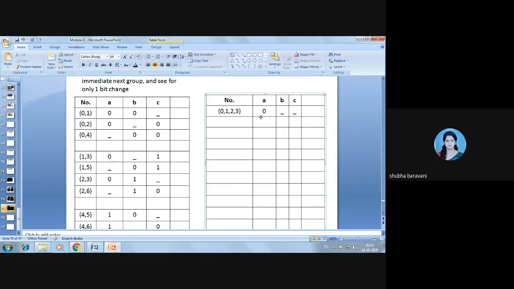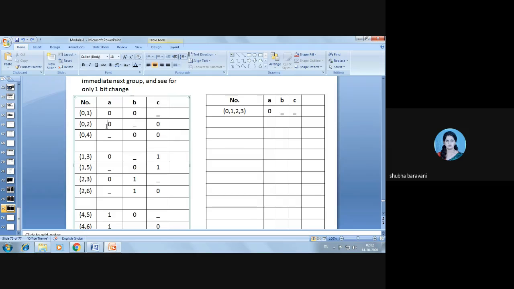Okay, now 0 1 2 3 is done. Next I'll see 0 1 2 6. 0 is don't care, 0 to 1. So 0 1 2 6 I cannot compare. Okay, next I'll go to 0 2 and 1 3.